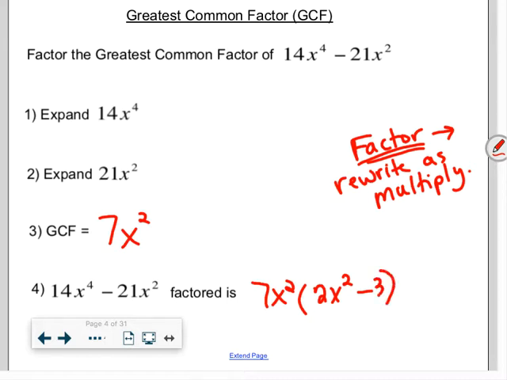3. Okay, so let's pause here and think. When you factor, the word factor means rewrite it as multiplication. Now here's the beauty of factoring. I can always check my work. I can tell myself whether I've done it right or wrong. You don't need my answer key. You don't need to ask me. You check yourselves. 7x squared times 2x squared, that's 14x to the fourth. 7x squared times minus 3 is minus 21x squared. I go look at my problem. Hey, I did it right.